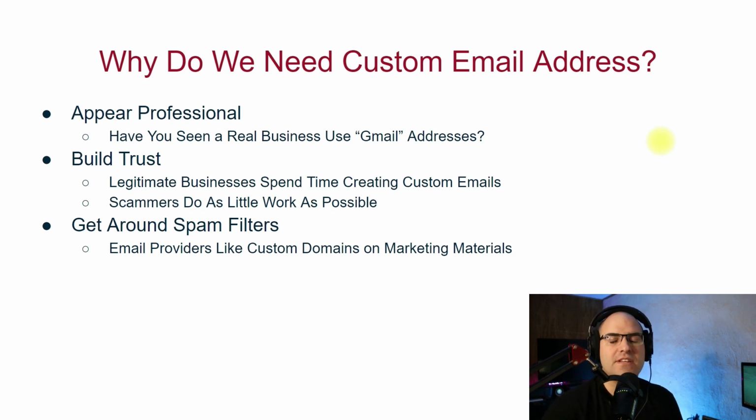And the last reason is to get around spam filters. There's a couple of technical reasons, I won't get into it, but typically email providers like Gmail, Yahoo Mail, or Comcast.net don't like to see marketing materials come from regular email providers like Gmail. So if you send an affiliate marketing email from a Gmail account, Gmail will know that and just send it right to the spam folder. They like to see marketing materials come from custom domains. So without getting too technical, having your own domain does allow you to get around spam filters most of the time.